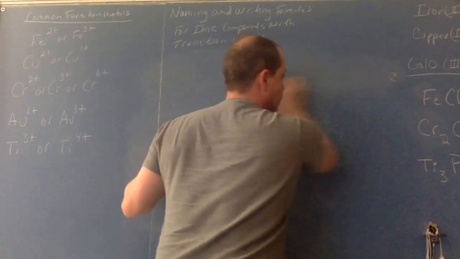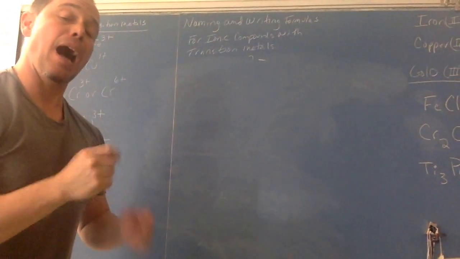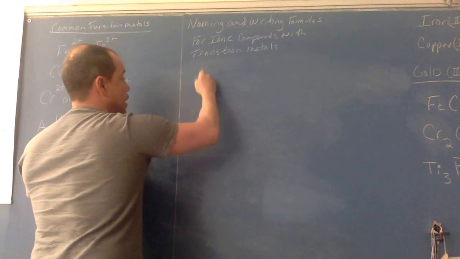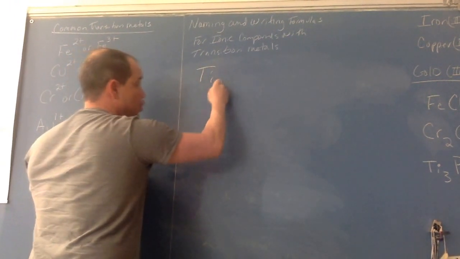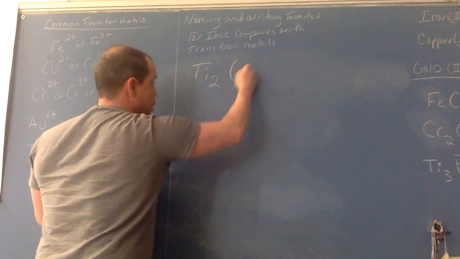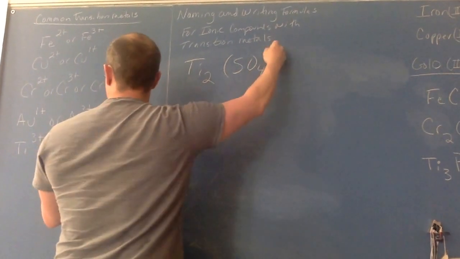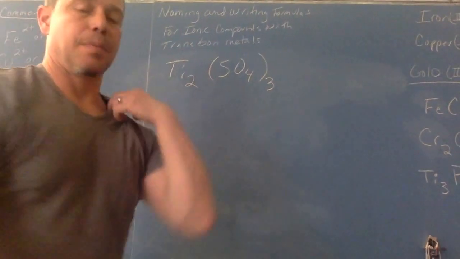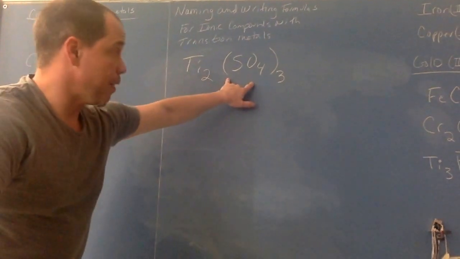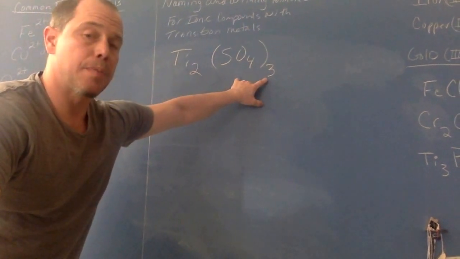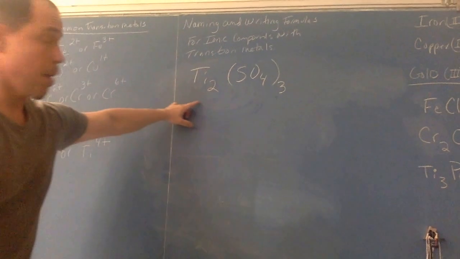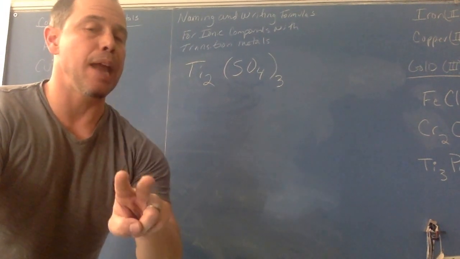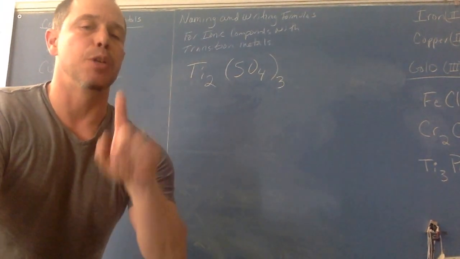So the next one is going to be Ti2(SO4)3. Okay? A little bit more complex here. For this one, we have a parentheses to represent 3 polyatomic ions, right? And we have a polyatomic ion in the middle, different than the last 2 we did. But we can handle this because we do the same process as we've done for the other ones.